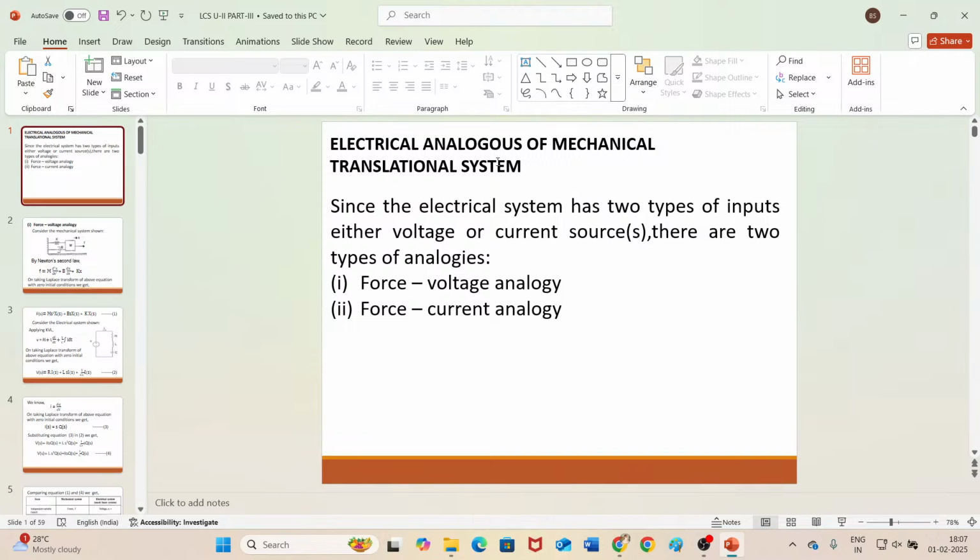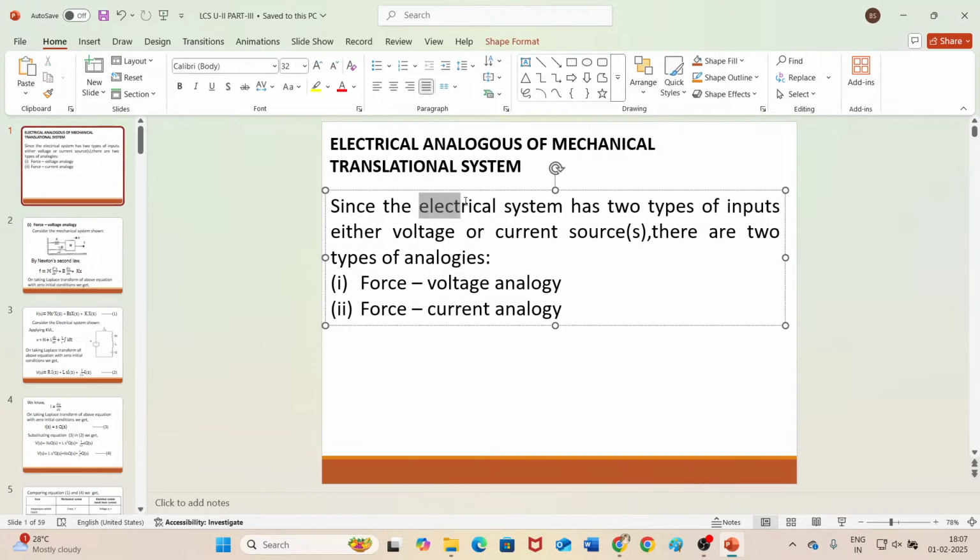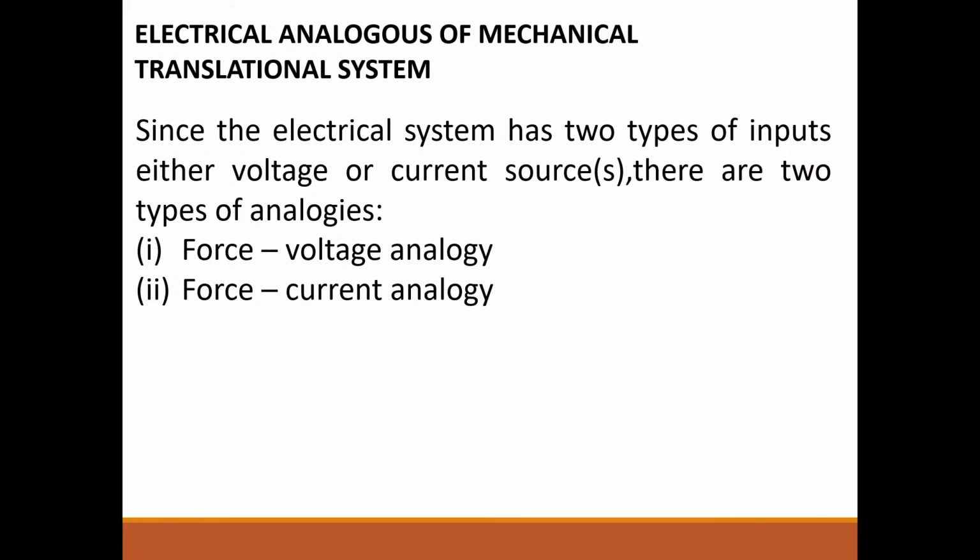Okay then. So in this session, we will discuss electrical analogous of mechanical translational system. We know in electrical system, there are two types of inputs. The input can be either voltage input or current input, or we can say there are two types of sources, current source or voltage source. Therefore, we can get the electrical analogous of the mechanical translational system.